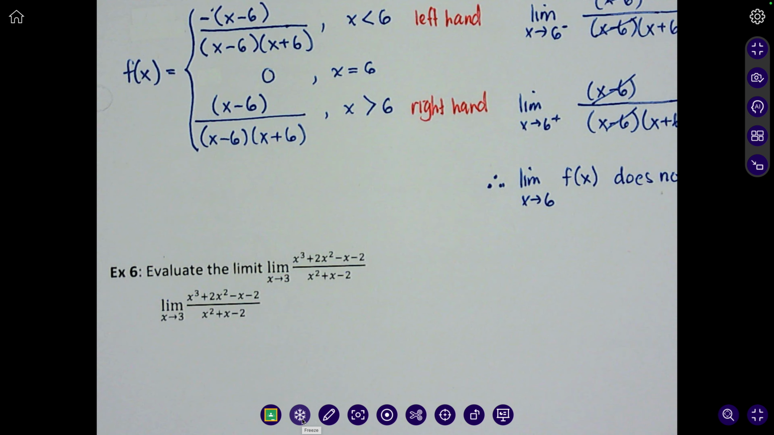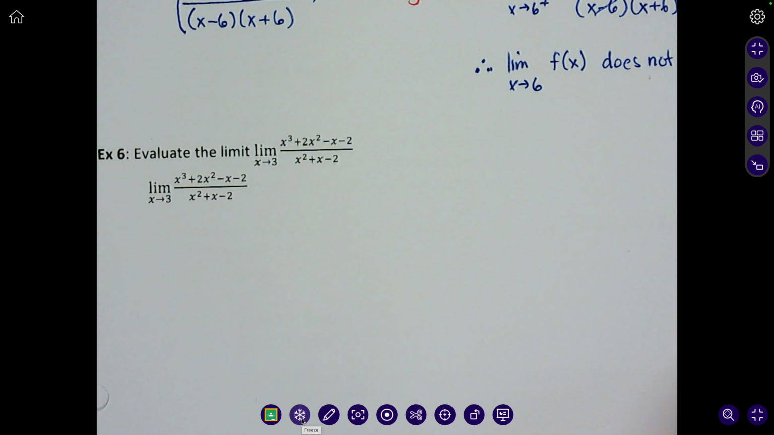All right, we're going to go on to the next one. Go ahead and take a look at example 6, please.